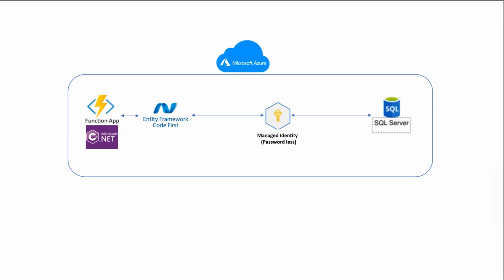Hello everyone. In this video, we'll build a C# Azure Function app and use an HTTP trigger method to connect to a SQL Server database using the Entity Framework Code First approach. We'll retrieve data from a table while leveraging Managed Identity Authentication for a seamless passwordless connection to SQL Server.